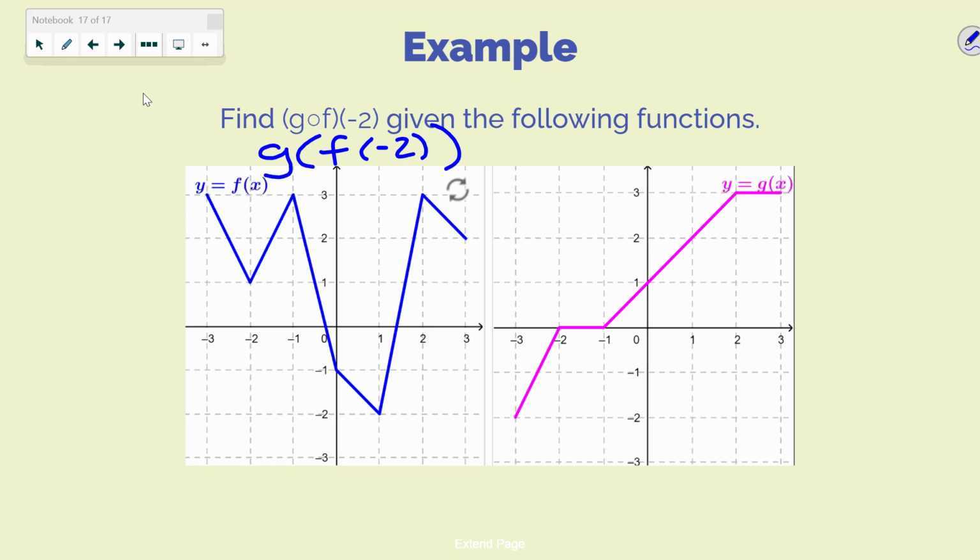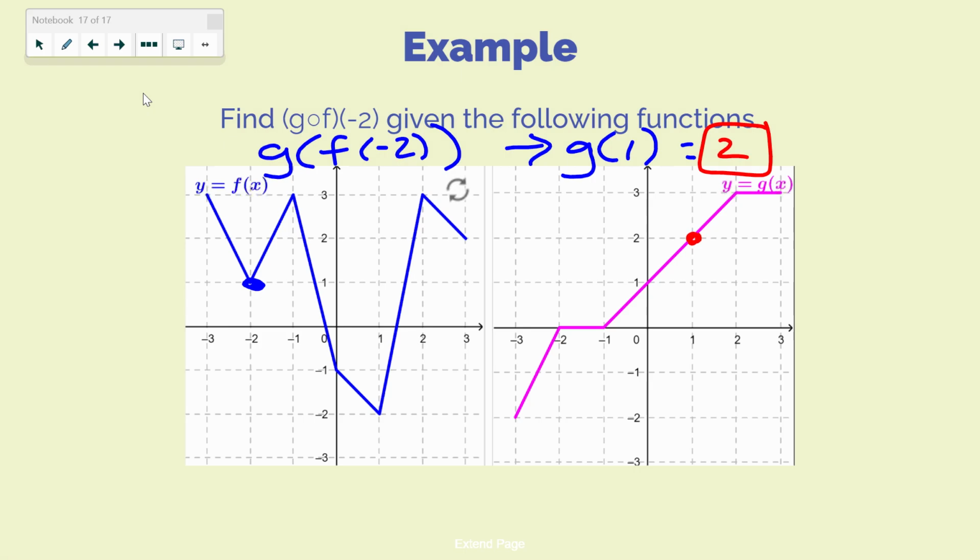Our first step is f of -2. Looking at your f function, what's f of -2? 1. Great, my output is 1 when my x is -2. So now I want to find g of 1. What would g of 1 be equal to? There we go. So g of f of -2 is equal to 2.